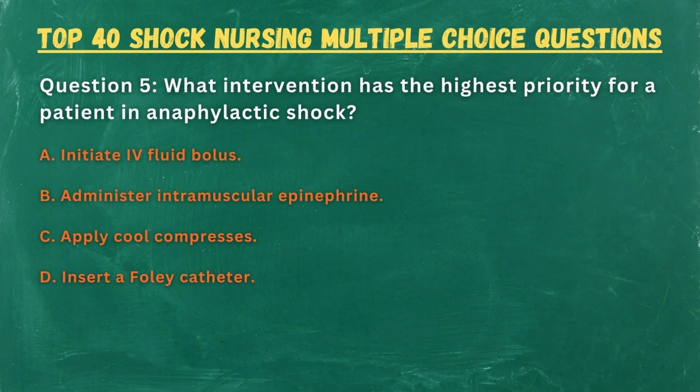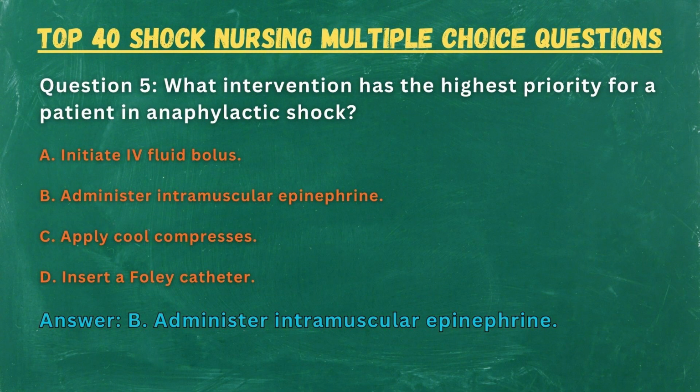Question 5. What intervention has the highest priority for a patient in anaphylactic shock? A. Initiate IV fluid bolus. B. Administer intramuscular epinephrine. C. Apply cool compresses. D. Insert a Foley catheter. Answer. B. Administer intramuscular epinephrine.